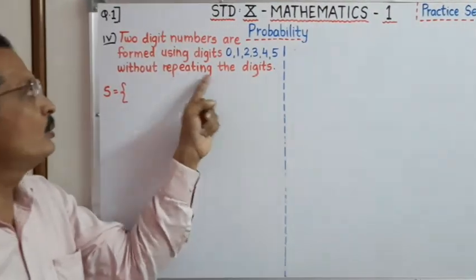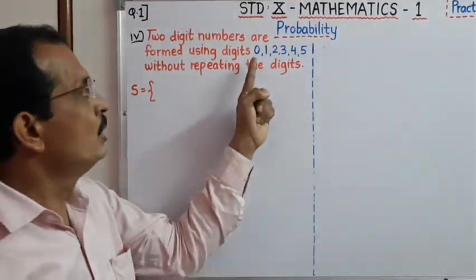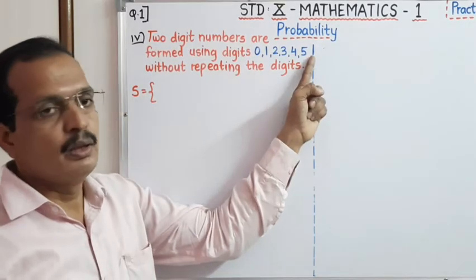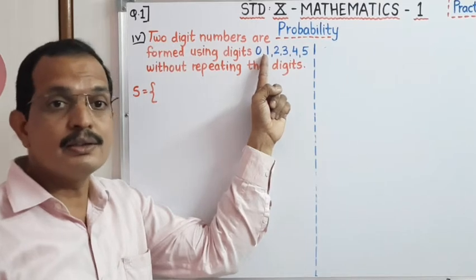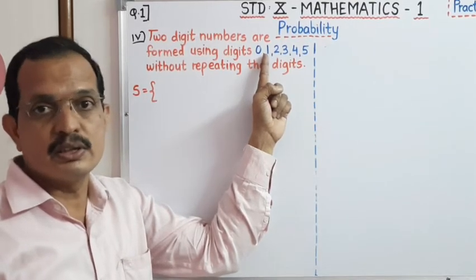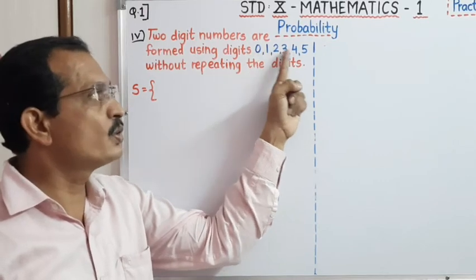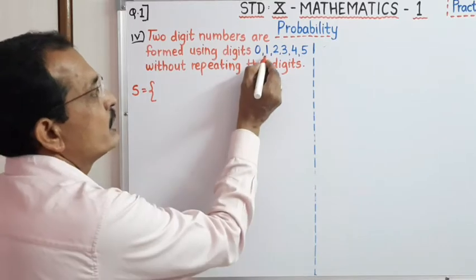Repetition is not allowed. Therefore, see how to make the 2-digit numbers. First, we start with 0 with all these numbers. If we make 0 with 1, then it is 01. It is not a 2-digit number, it is a 1-digit number. 03 is also the same. It is 03, 04, 05. These are the 1-digit numbers. Therefore, we have to start with this 1.